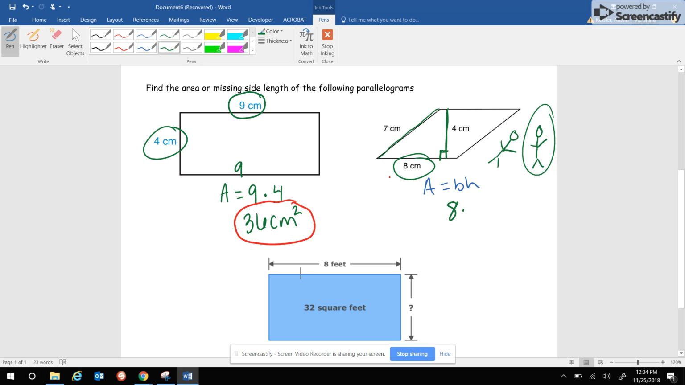And if I look at the 4 right there, I can tell that's straight up and down, so that has to be my height. So to find the area of this parallelogram, I'd have to do my base, which is 8, times the height, which is 4. And 8 times 4 is 32. Again, I have centimeters, so I have centimeters squared. 32 centimeters squared.